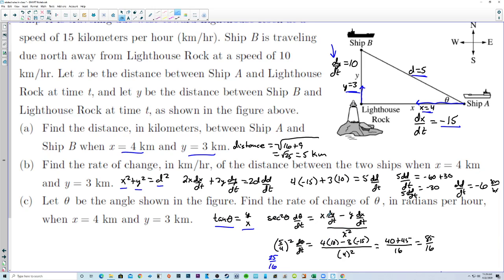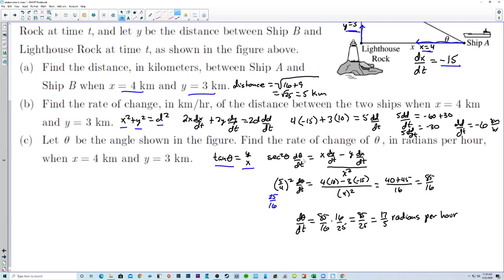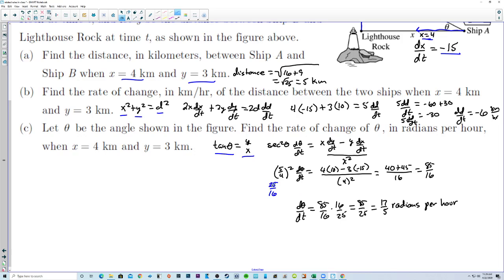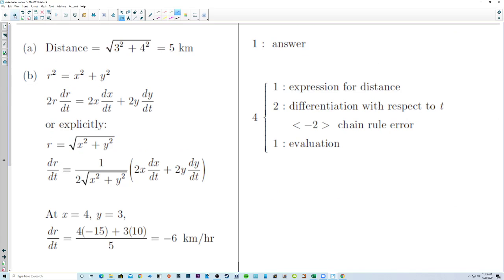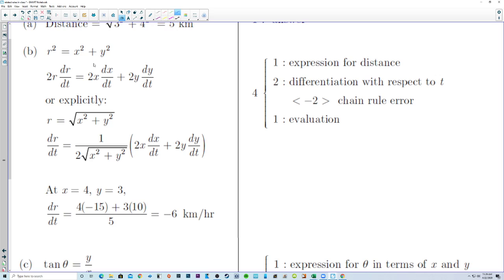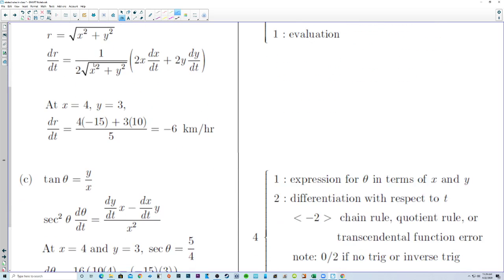And then we fill in the values. X is 4, dy/dt is 10, y is 3, dx/dt is negative 15, and x is 4. So we get 40 plus 45, that's working the top out, over 16, that's 85 over 16, but then we're going to multiply by 16 over 25. So 17/5 radians per hour. So here is the rubric for all of that.